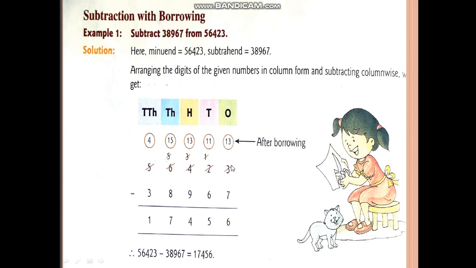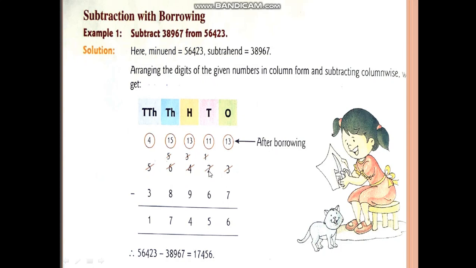Before, in the previous examples, the digit in the minuend was always greater. But in this case, the digit in the minuend is smaller than the subtrahend, so I am taking a borrow from the number on the left side. Here 3 is less than 7, so I am taking a borrow from the 2.